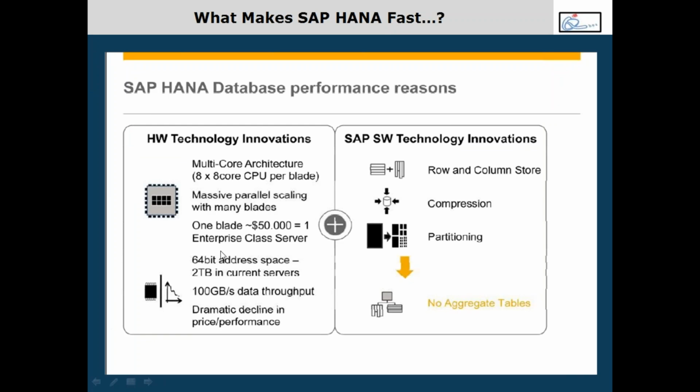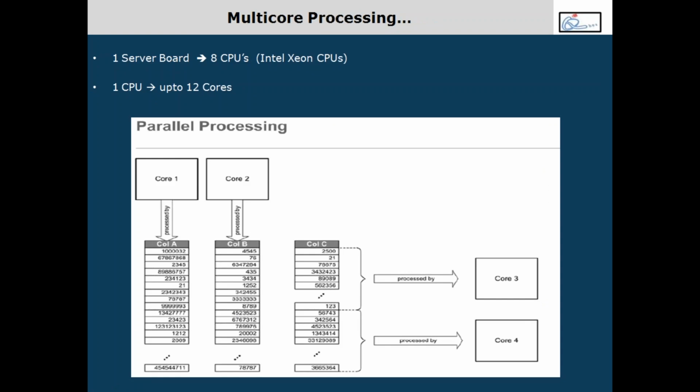And next is the RAM bus. Now what they say is previously we used to store data in disk. Now when it comes to HANA, we're going to store data in main memory. Very, very important.